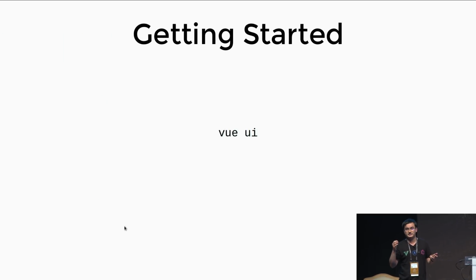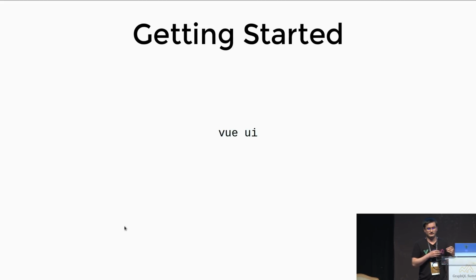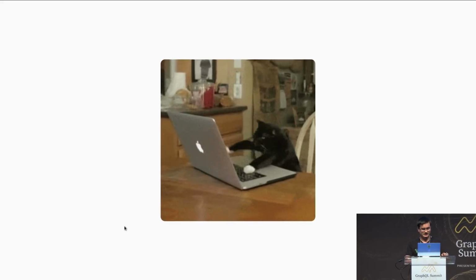So how do you use it? You just open a terminal and run this vue ui command. There is also an Electron app wrapper for this, but by default, you don't need to download Electron to use this. So let's go ahead and check it out.